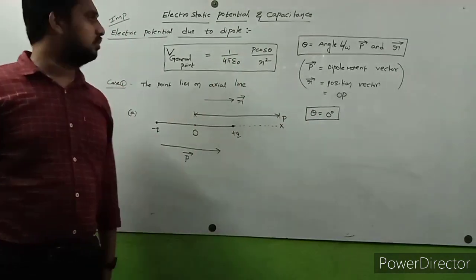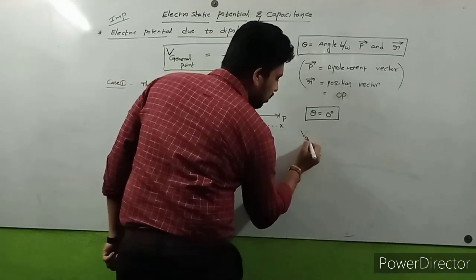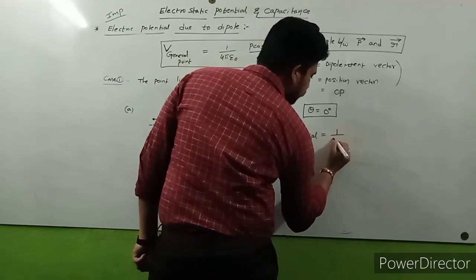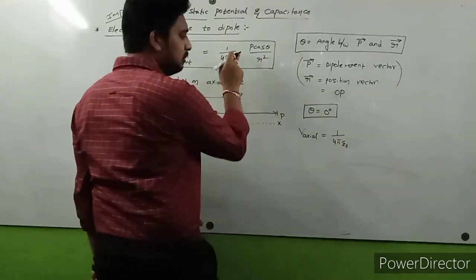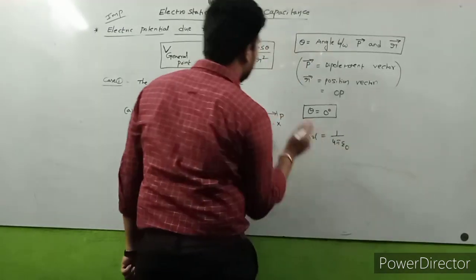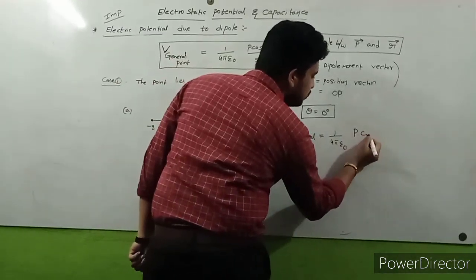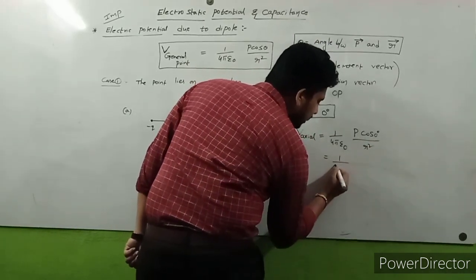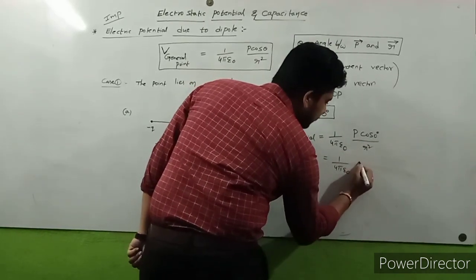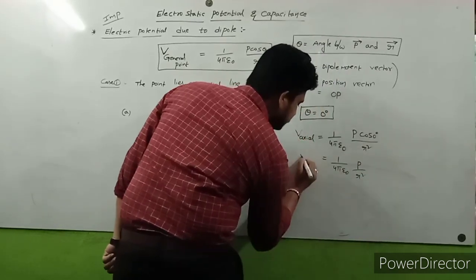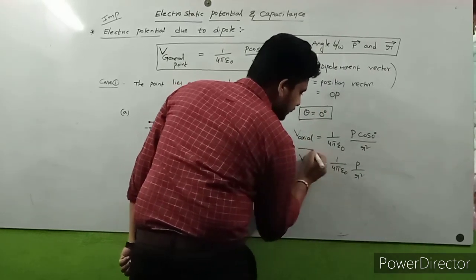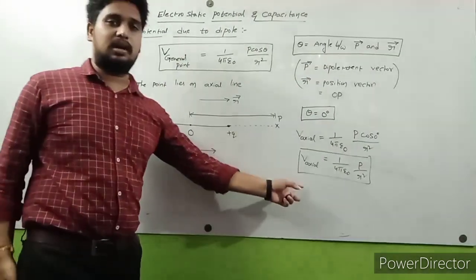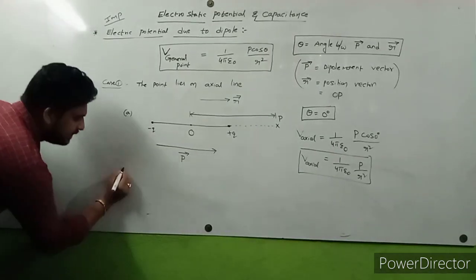Then substitute theta equal to 0 in the general formula. The potential on the axial line is 1 by 4 pi epsilon naught into P cos 0 degrees by R square. Then we get 1 by 4 pi epsilon naught P by R square. This is V axial. So please check, is this the V axial formula or not? Now, one more case is there.